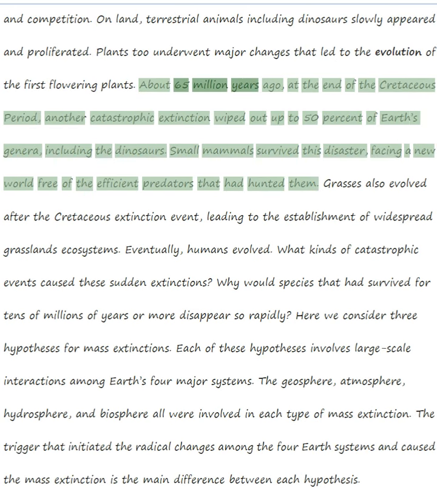About 65 million years ago, at the end of the Cretaceous period, another catastrophic extinction wiped out up to 50% of Earth's genera, including the dinosaurs.